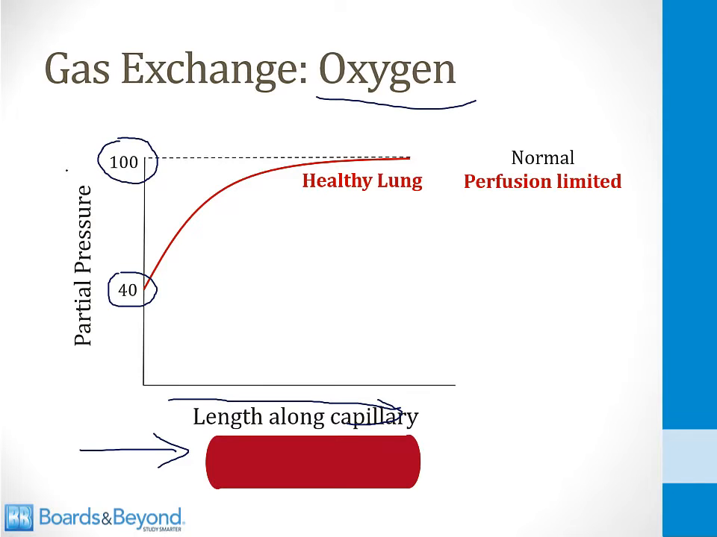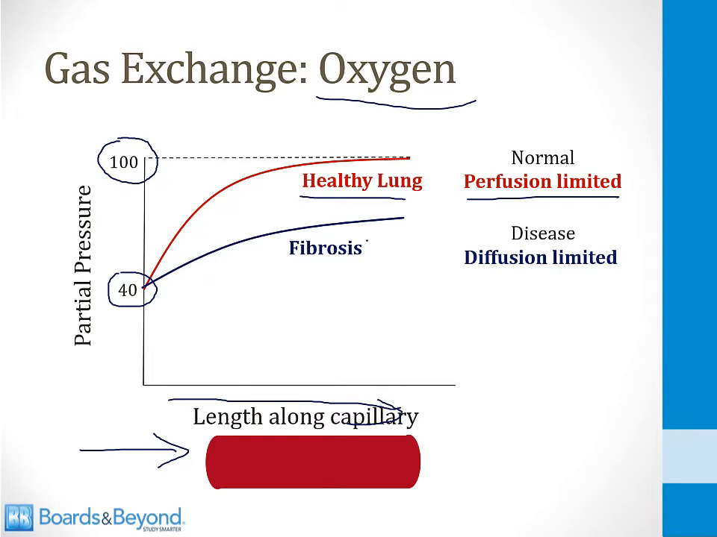So oxygen does reach equilibrium with the alveoli, and that means that in healthy lungs, oxygen is perfusion limited. There are, however, pathologic processes which impair the uptake of oxygen, and when that happens, we can get something that looks like this. For example, pulmonary fibrosis impairs diffusion of oxygen into the bloodstream.